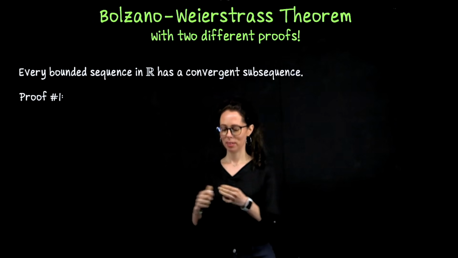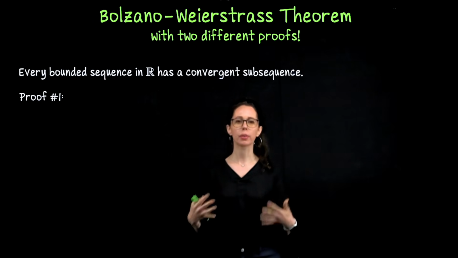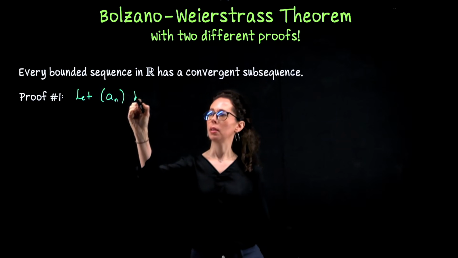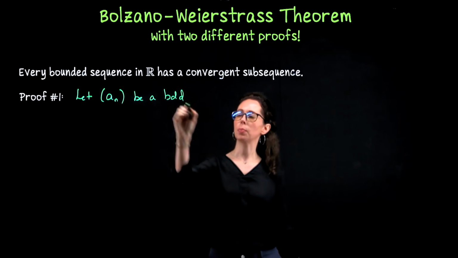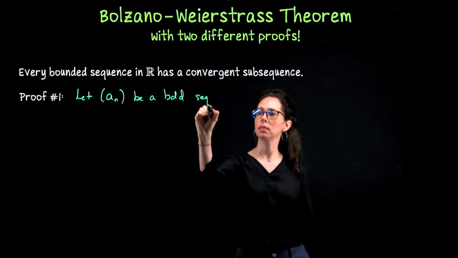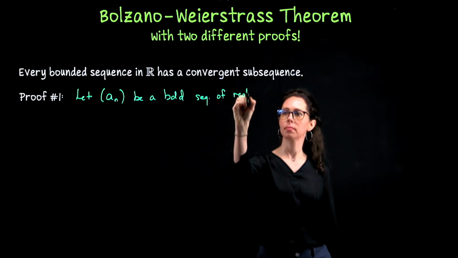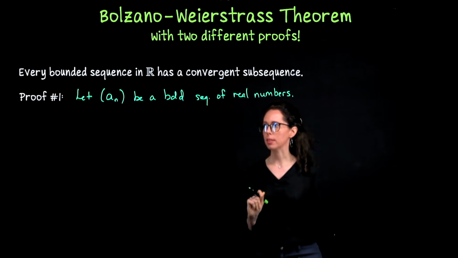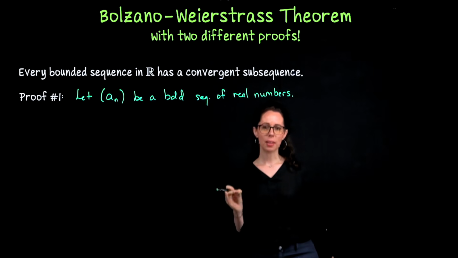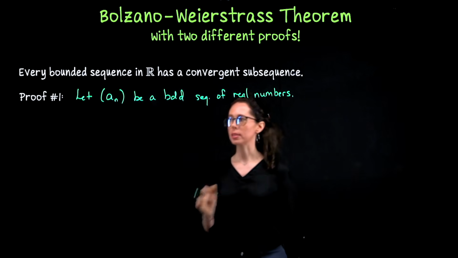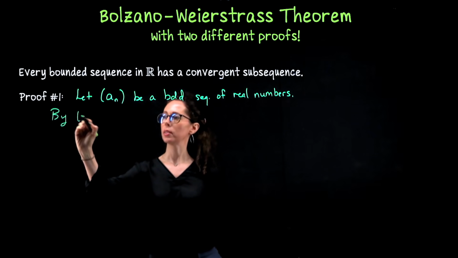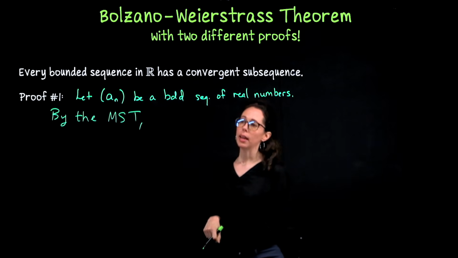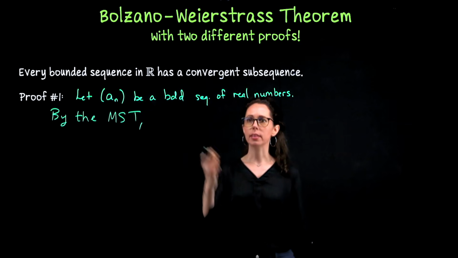I will write up a nice first sentence which introduces the name of the sequence. We'll call it A sub n. Let A sub n be a bounded sequence of real numbers. All right, so now we have a name for the sequence. By the MST, monotone subsequence theorem, what does A_n have? It has a monotone subsequence. That's true for any sequence of real numbers.